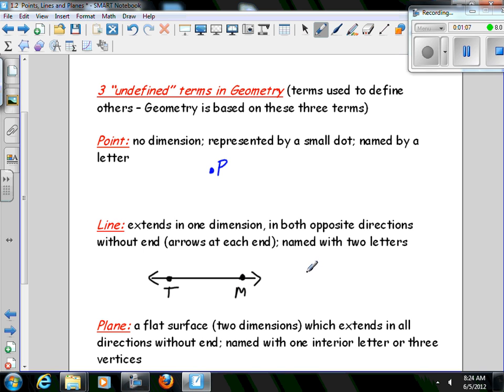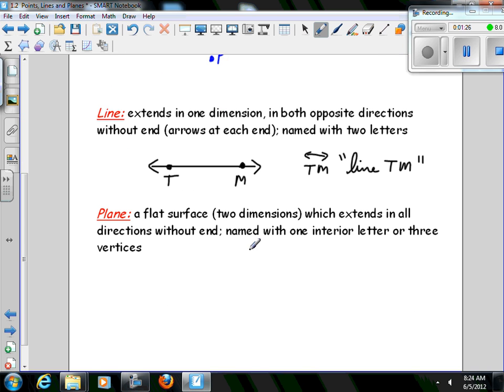And how we label this, how we actually name this line, is we make this little figure, this line with 2 arrows on each end, and underneath it put TM. And we say this line TM. That's how we actually say it.